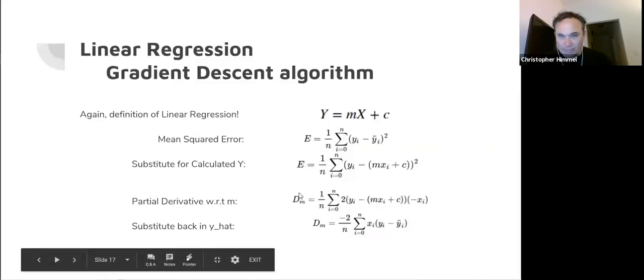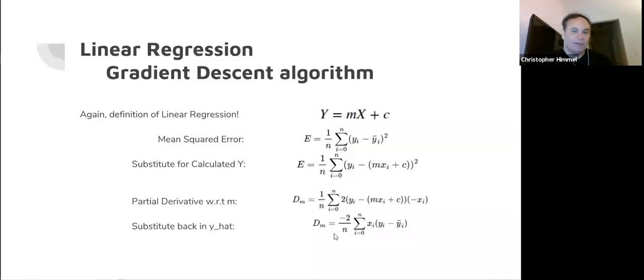So simplify this, and you still have this y hat in here, which is our estimated output. Plug it back in. You take the minus, bring it to the outside, take 2 to the outside, 2 over n, and then you end up with this formula. So this is our partial derivative with respect to m.